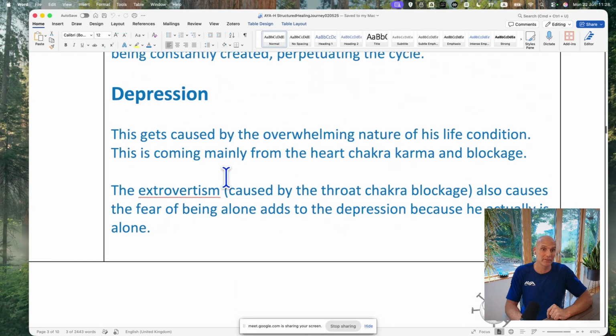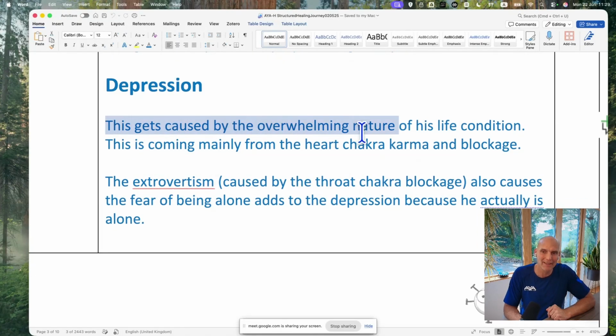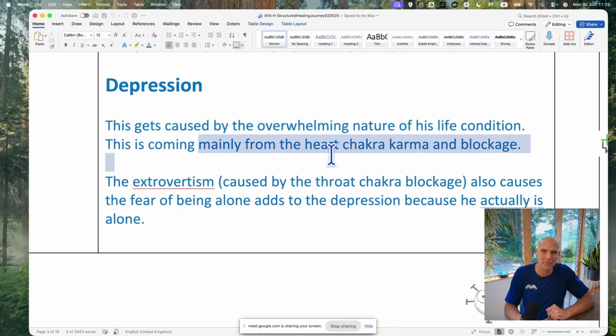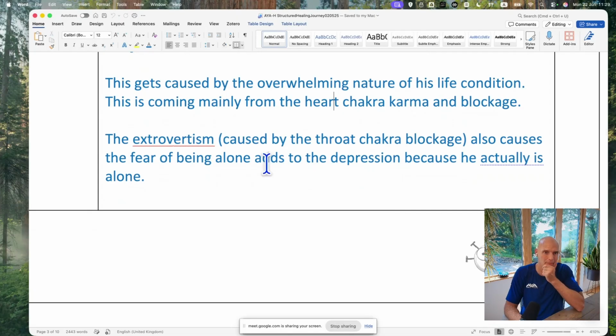And there's depression going on as well. So the depression gets caused by the overwhelming nature of his life condition. And this is coming mainly from the heart chakra karma and blockage. The fear of being alone is causing, and the fact that he is alone is causing the depression.